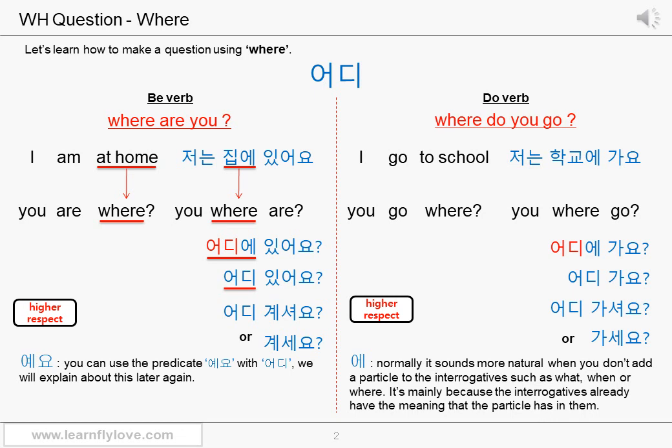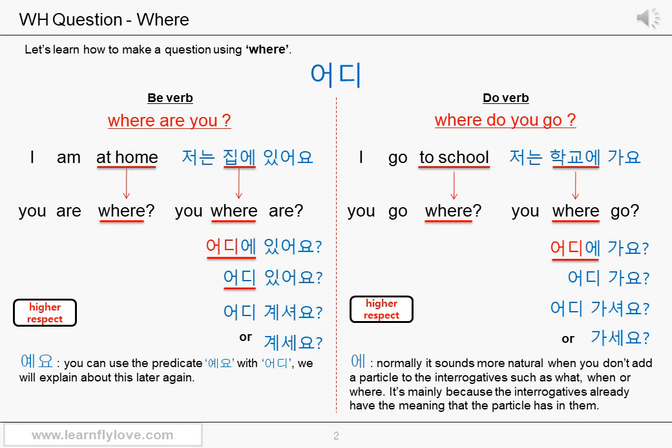Then let's make a question with a verb using where. Where do you go? I go to school. 저는 학교에 가요. Let's swap the subject I with you and to school with where because this is the part we want to know. If we rearrange the words according to the Korean structural rule, it will go like you, where, go. Right? You, let's ignore it. Where? 어디? 에. Let's put 에 this time again because we want to ask about the location, okay? Go. 가요? Let's make a rising sound because it's a question. 어디에 가요? Where do you go?